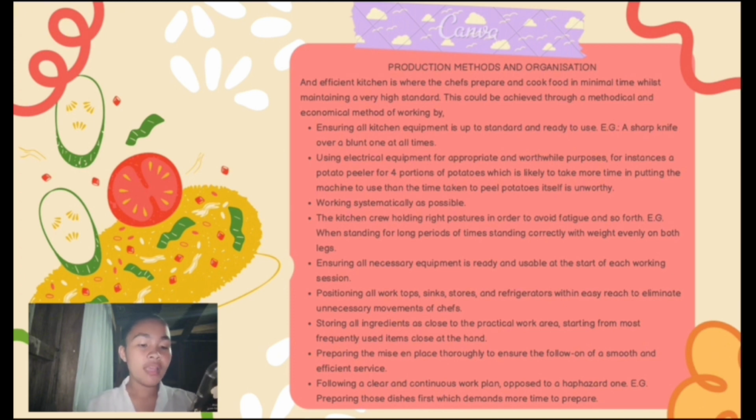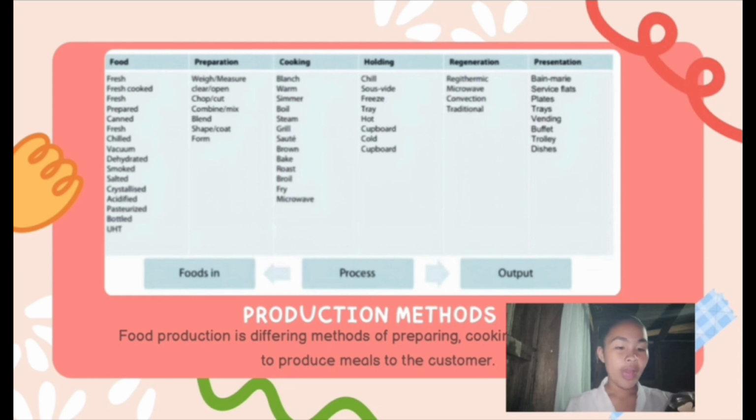Next is storing all ingredients as close to the practical work area, starting from most frequently used items close at hand. Next is preparing the mise en place thoroughly to ensure the follow-on of a smooth and efficient service. Lastly, following a clear and continuous work plan, as opposed to a haphazard one. Preparing those dishes first which demand more time to prepare. So next, we have food.